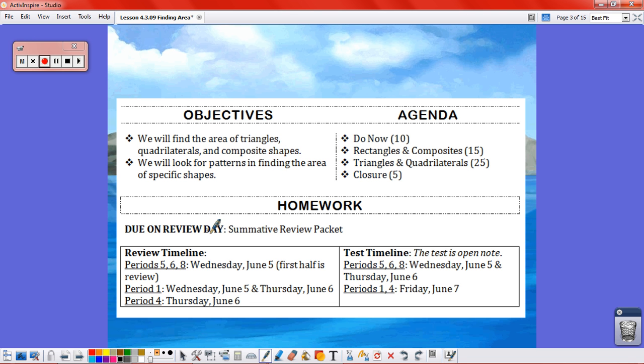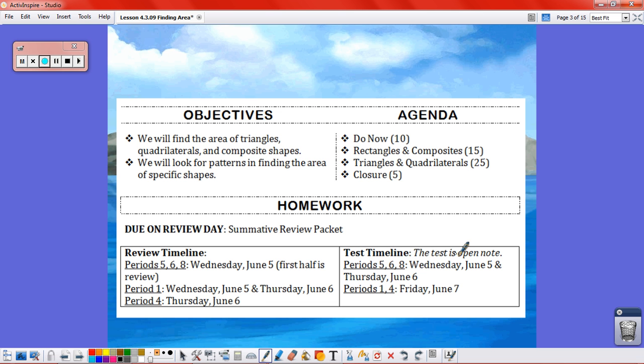The homework that we're going to give out is the summative review packet, which is to help prepare for the summative test, and you can see that we're going to go over the review, have a review in class on the first half of class on Wednesday for periods 5, 6, and 8. Period 1 got really lucky with the schedule, and they get 2 days of review, but Thursday is a shorter day. And period 4 gets Thursday.